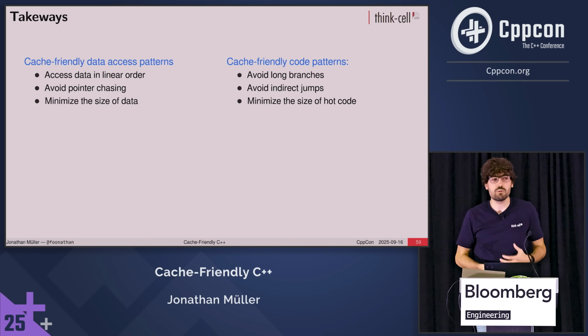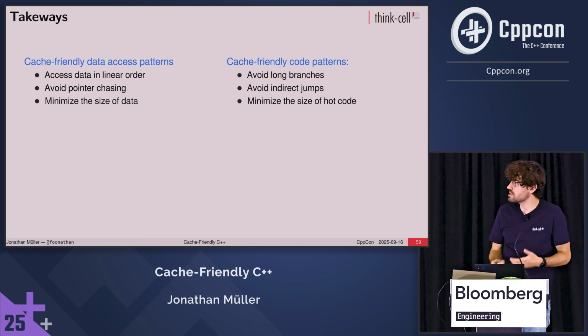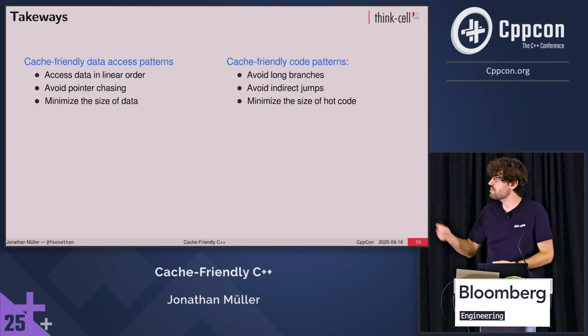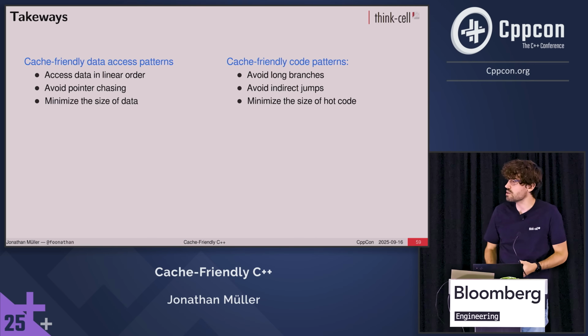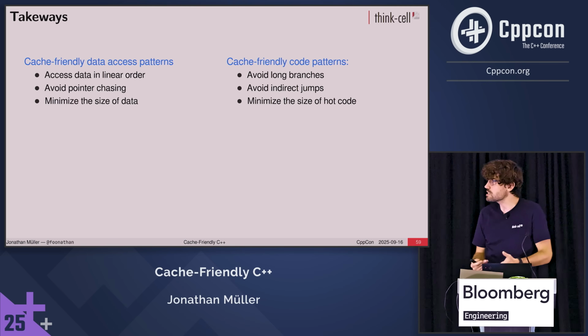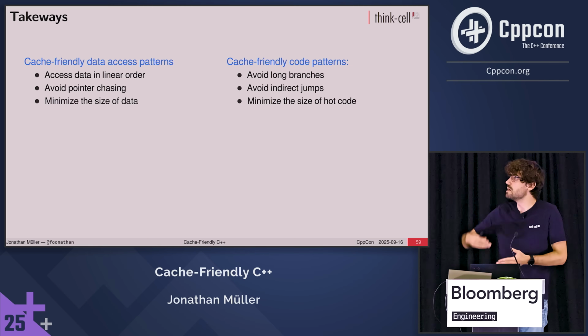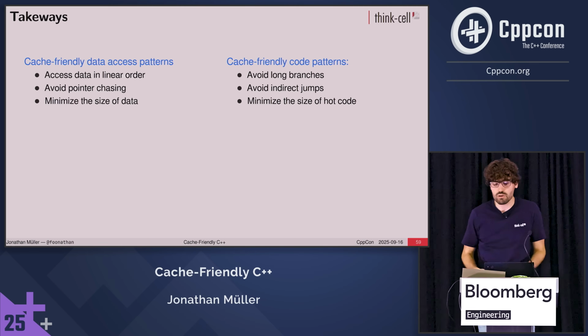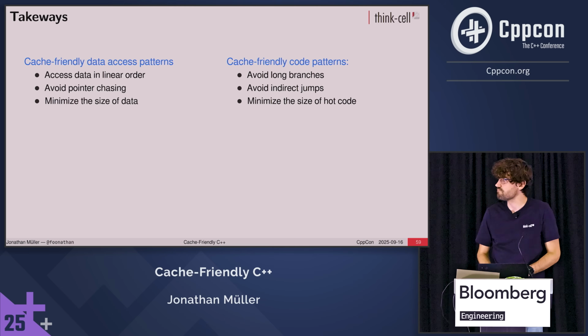Similarly, for the data, you want to avoid pointer chasing, because that is really bad for the prefetcher. And the code equivalent to that is an indirect jump. So if you call a virtual function or you call a function pointer, the prefetcher doesn't know what it is. It can't really prefetch it. So this is going to be a cache miss the first time you do it.